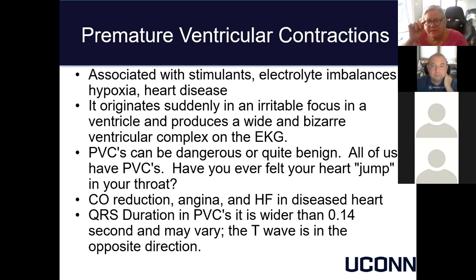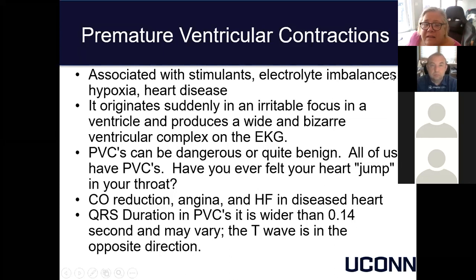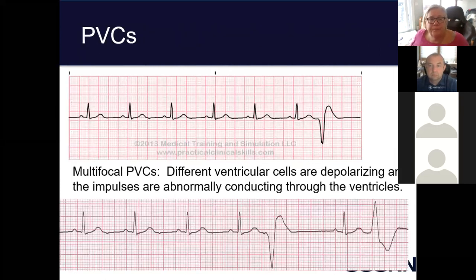Because it's not following the bundles of His right or left or the Purkinje fibers, it's plotting its own course. It's going to take longer to travel through the ventricles, which means it's going to be wider than 0.14. And oftentimes the T waves go in the opposite direction as well. And again, we know we need to look at the T waves in regards to the P waves also. But a PVC should be either a standalone or one of relatively few.